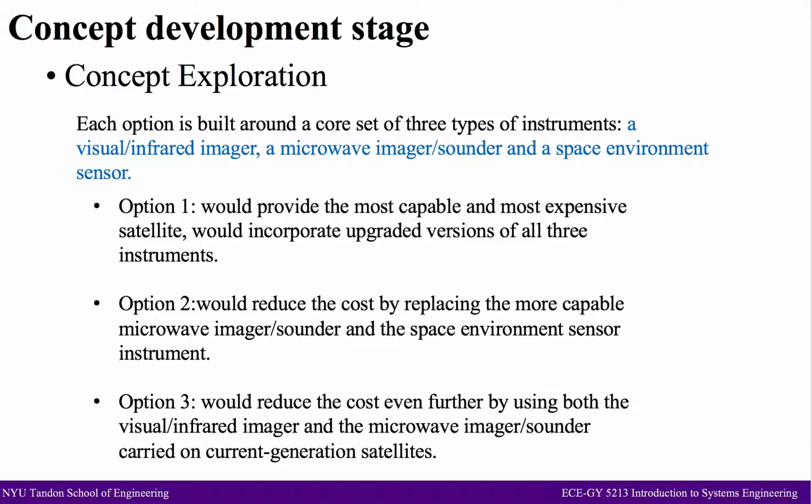Each option is built around a core set of three types of instrument, including a visual imager, which is used to determine the presence and properties of the clouds and the temperature of the Earth's surface, a microwave imager or sounder, which is used primarily to determine the atmospheric humidity and the temperature as a function of altitude, and the space environment sensor, which is used to determine the conditions in outer space that affect satellite operations.